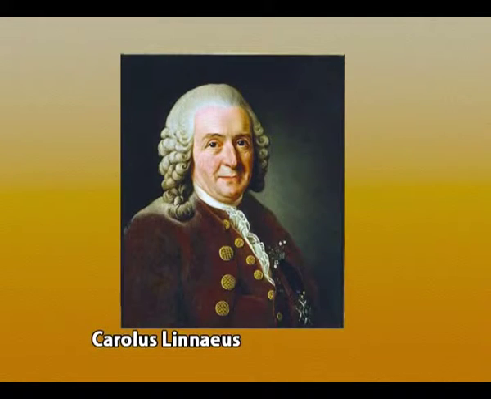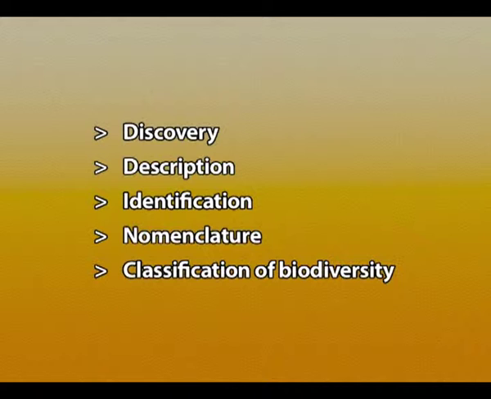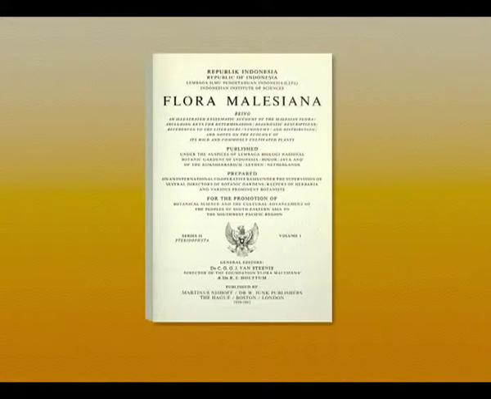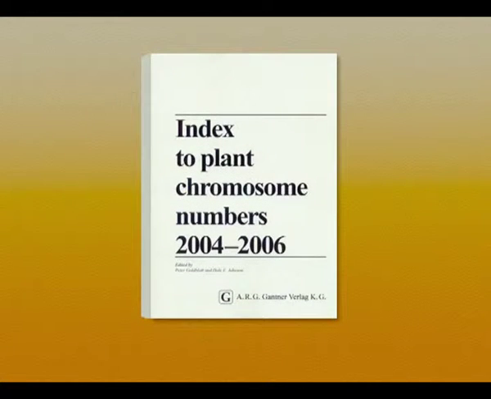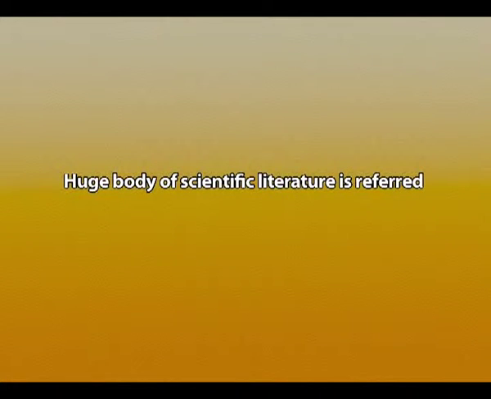Since the time of Carolus Linnaeus, who is regarded as the father of taxonomy, a lot of scientific literature has been published that deals with discovery, description, identification, nomenclature, and classification of biodiversity. Such a huge scientific literature, which has been published in books, floras, journals, or even in the form of indexes, is an essential tool for the advancement of theory and practice of taxonomy. This huge body of literature is referred to as taxonomic literature.